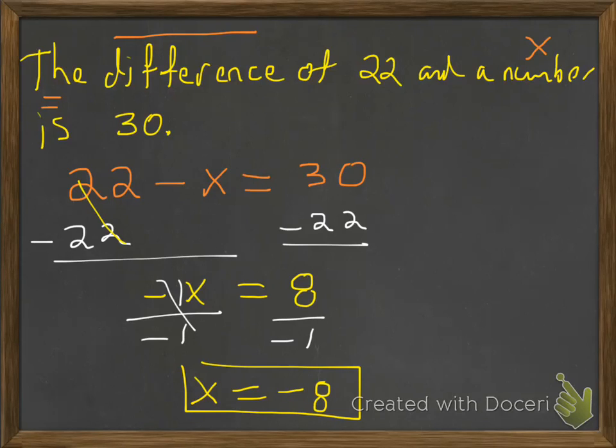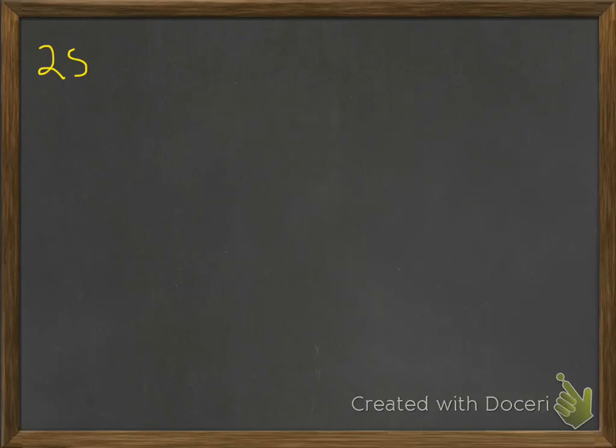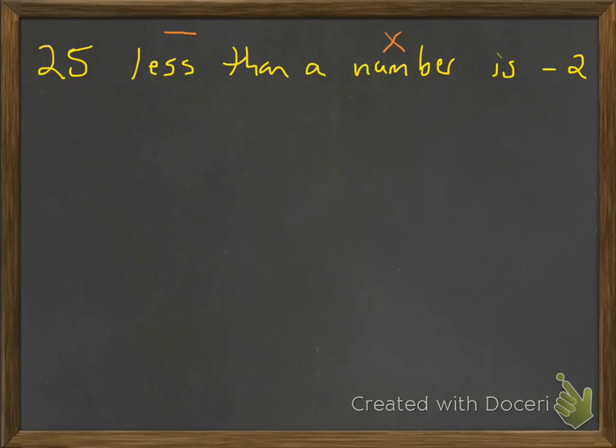And there we go. So the tough part is converting it into an equation for you to solve, and you just need a little practice. Okay. Let's see another one. 25 less than a number is negative 2. So let's do an example or so.